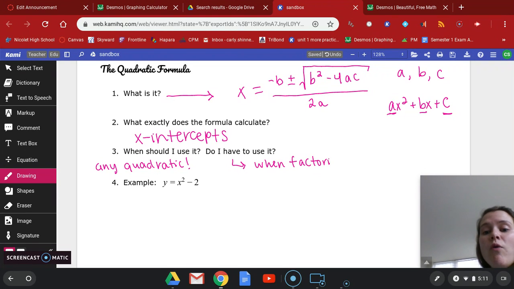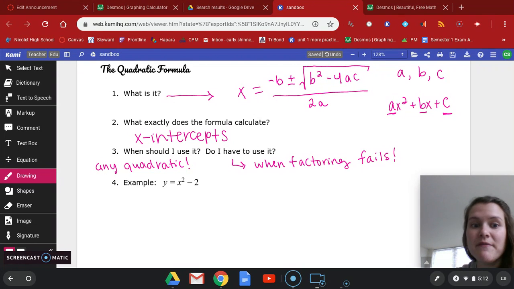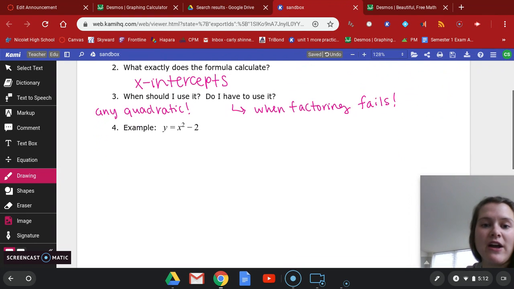We can only factor when our numbers are rational. That means when they're nice whole numbers, integers, and nice fractions with nice pretty decimals. But we know that sometimes we get icky numbers, right? Sometimes that happens. So that's when you're really going to have to use the quadratic formula. Let's take a look at what that could look like, all right?